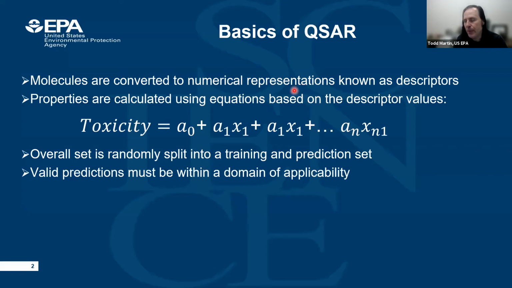What you do is you build an overall data set for modeling, and you randomly split it into a training set and a prediction set. You fit your model to the training set, then you generate results for the prediction set, then you calculate statistics for the prediction set so you can see how well your model did. And typically people come up with different domains of applicability to decide whether or not to trust a prediction for a given compound.